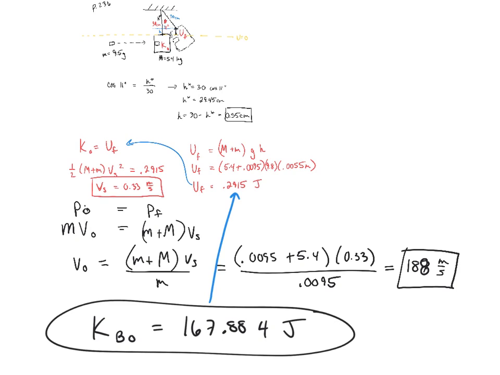What else is generated? Sound. A lot of sound. So a lot of the energy is lost to sound and heat. The heat of embedding the bullet into the block. And the block deforming. Remember, the block itself gets compressed by the bullet embedding itself into it.